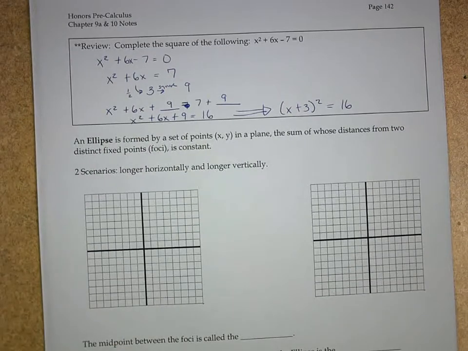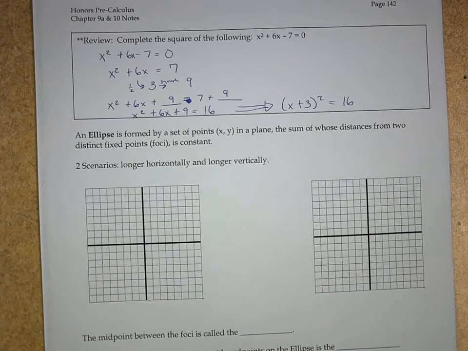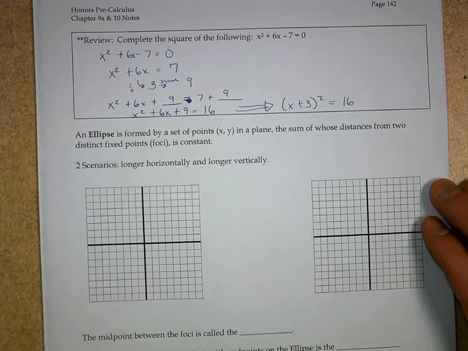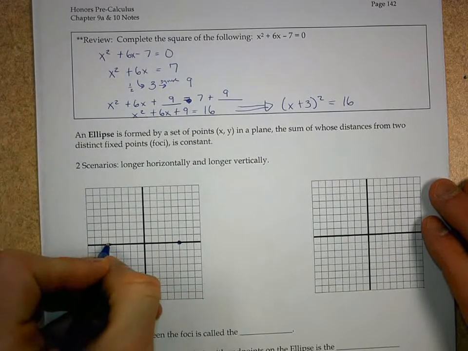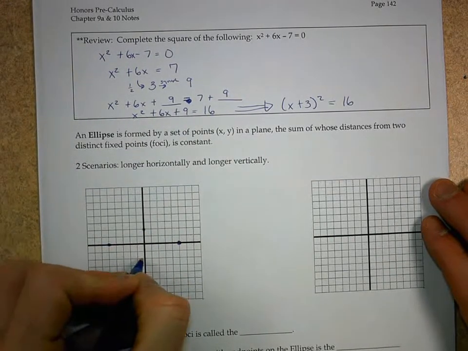So as we said, an ellipse is formed by the set of points in a plane, the sum of whose distances from two fixed points, which are called the foci, is constant. And we've got two scenarios that we have here. One is going to be a horizontal ellipse and one is going to be a vertical ellipse. So if I were to draw out something that would be the horizontal ellipse, it might be something like this.